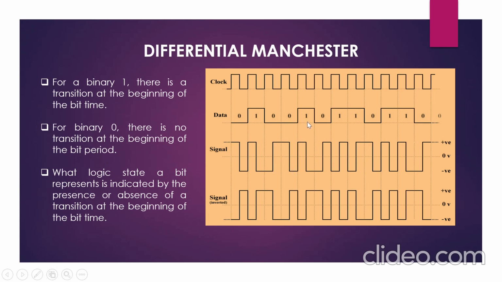Then the next one, since in case of 1 there should be a transition at the beginning of the bit time, here you can see the transition from this to this. And of course then there is this transition which is part of the Manchester encoding. Then here in case of this 0, the previous state is retained and there is no transition, and you can check other bits also.